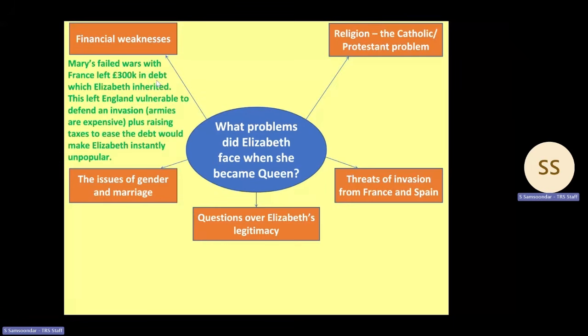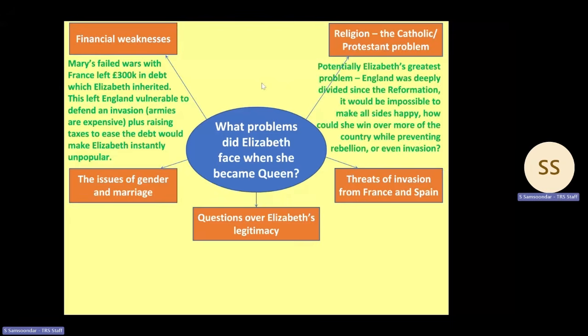Starting first of all with financial weaknesses. As you can see there, Elizabeth was left with a debt of £300,000, which in Elizabethan time is a significant amount of debt. This is a massive issue for Elizabeth because, as you're going to see in a moment, there's a significant threat of invasion from France. How is Elizabeth going to pay for defences when the country is in significant debt? And this probably explains her decisions in terms of how to deal with France.